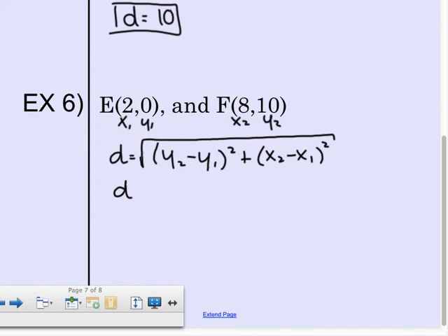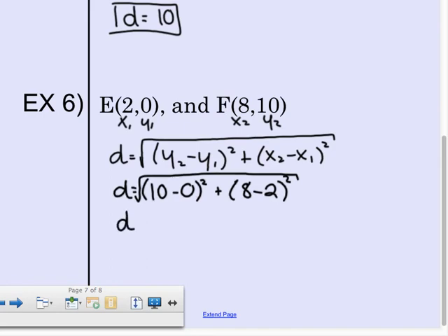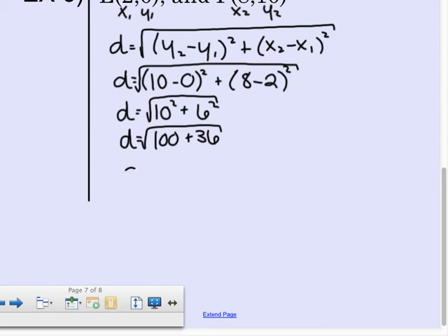Now that you've labeled the points, you can plug them in the formula. Y2 is 10 minus y1 is 0, squared, plus x2 is 8 minus x1 is 2, squared, all under the square root. 10 minus 0 gives you 10, so we're going to square that. 8 minus 2 gives you 6. 6 squared, and then underneath the radical, we should have 100 plus 36. So underneath the radical, we'll have distance equals the square root of 136.